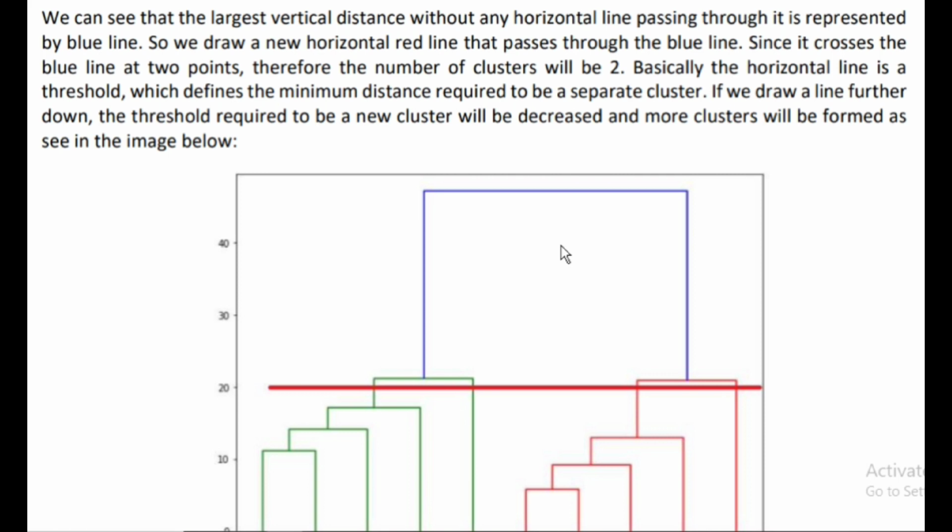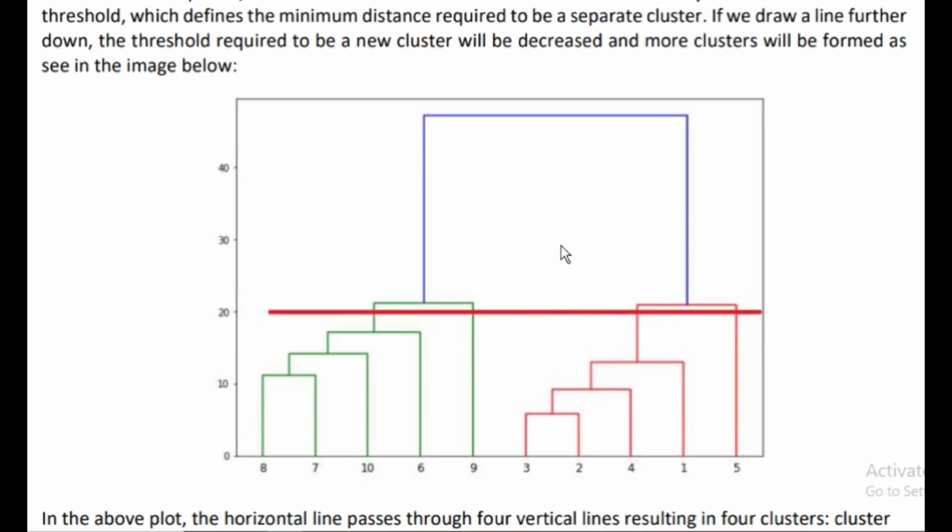If we draw a line further down, the threshold required to be a new cluster will be decreased and more clusters will be formed, as seen in the image below. In the above plot, the horizontal line passes through 4 vertical lines, resulting in 4 clusters. Cluster of points 6, 7, 8 and 10. Cluster of points 3, 1, 2, 4. And points 9 and 5 will be treated as single-point clusters.